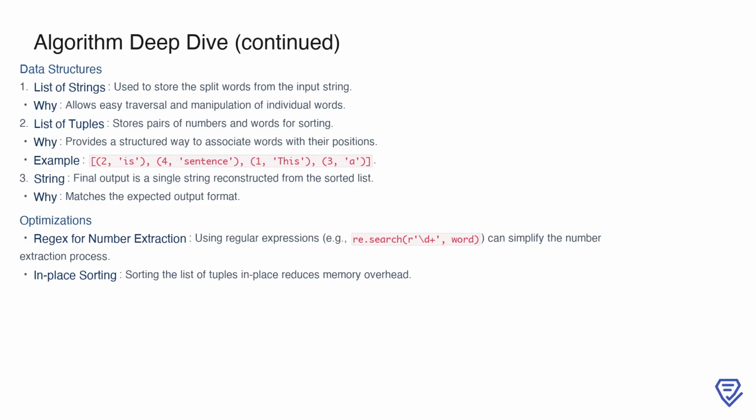For example, the list of pairs might look like (2, "is"), (4, "sentence"), (1, "this"), (3, "a"). Finally, the output is a single string reconstructed from the sorted list of tuples. This matches the required format of the problem. To optimize the process further, regular expressions can be used to simplify the number extraction, such as with re.search, or \d+, word. Additionally, sorting the list of tuples in place reduces memory overhead, making the algorithm more efficient.